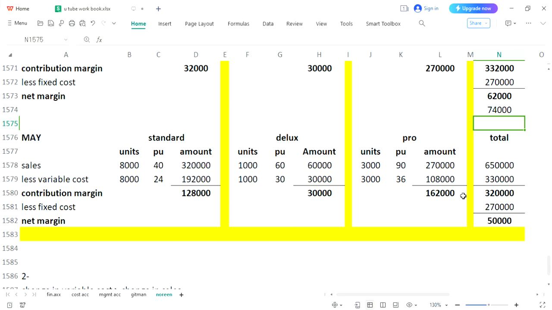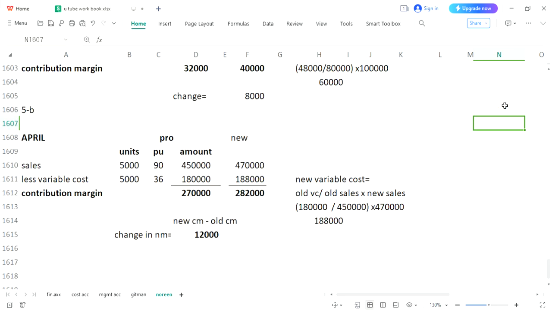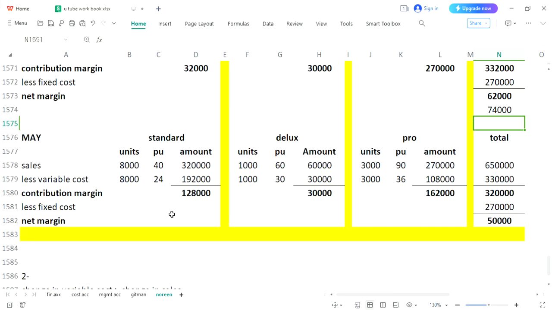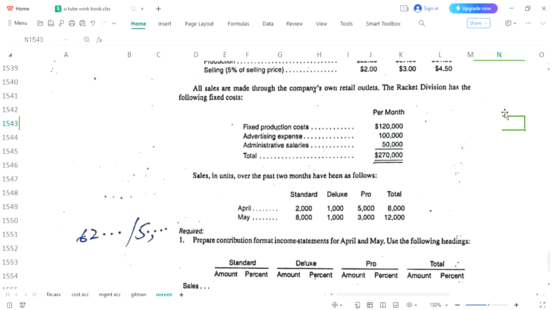So your answer would be 12,000, which is written over here. And finally total net margin would be changed from 62,000 to 74,000. So hopefully you people have understood the phenomena and theme of this question. It was really interesting because all concepts related to cost profit volume analysis were discussed over here.